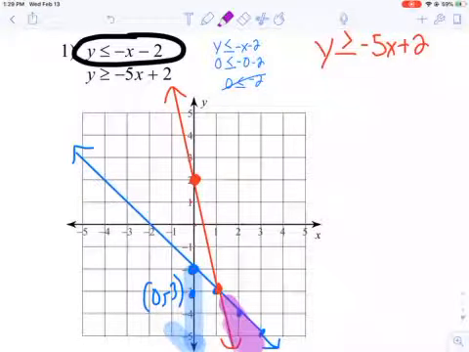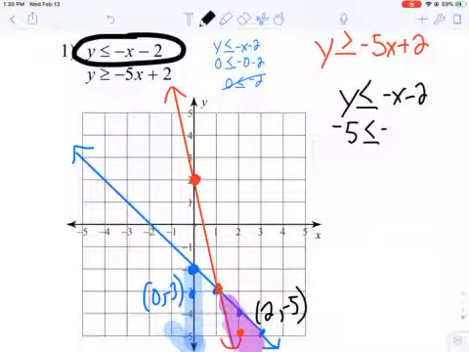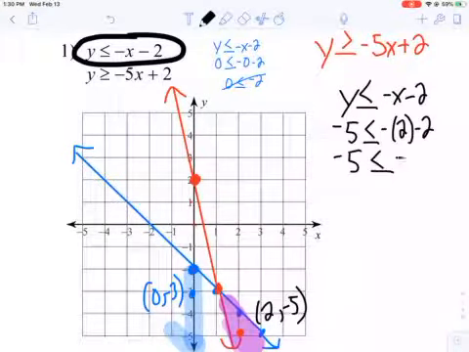I can always try the coordinates of one of these points, which I'm going to do. I've got positive 2, negative 5. Unfortunately, I don't have any zeros to work with. But I should be able to plug this into both my inequalities and it'll work. So my first one, y is less than or equal to negative x minus 2. I'm going to plug in 2, negative 5. Negative 5 is my y, and I've got positive 2 for my x. Now if I plug it in, I get negative 5 is less than or equal to negative 4.